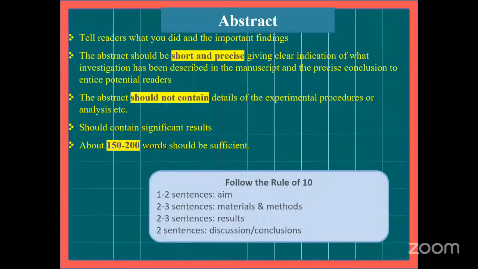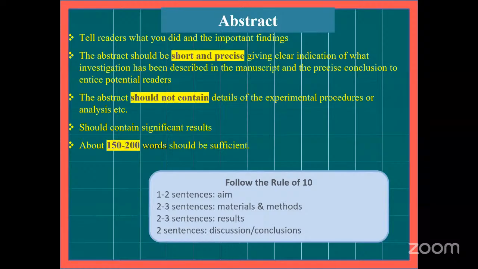Each line should follow the 10 rule. I follow the 10 rule: 1 to 2 sentences for the gap, 2 to 3 sentences for materials and methods, 2 to 3 sentences for results, 2 sentences for discussion and conclusion. This is for the abstract. Tell them what you did and the impact of the findings.